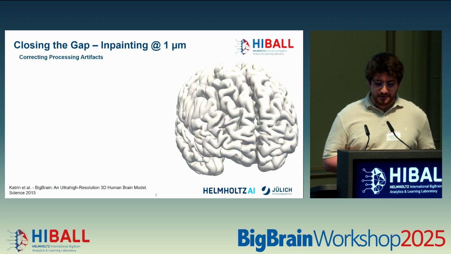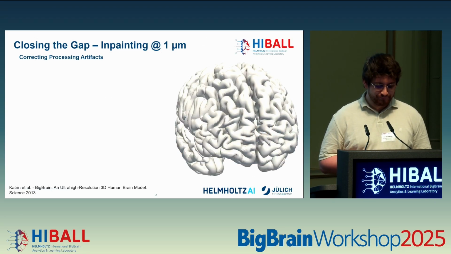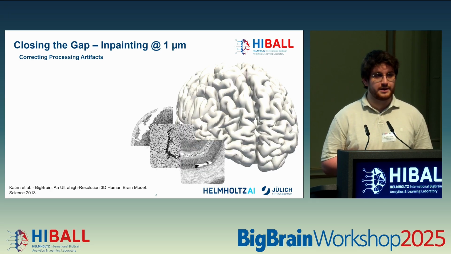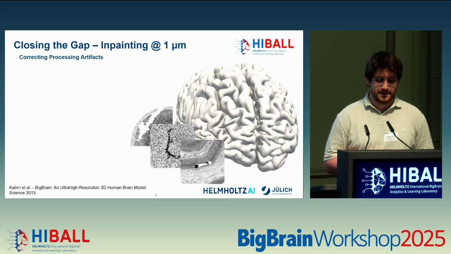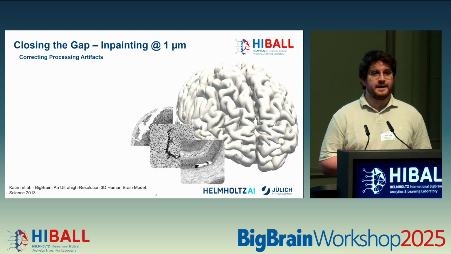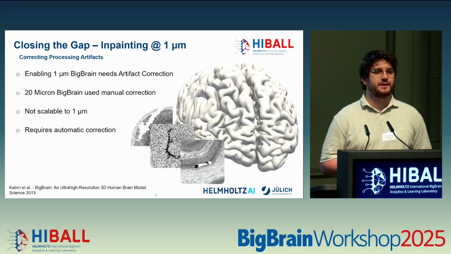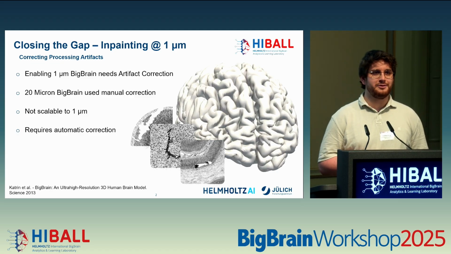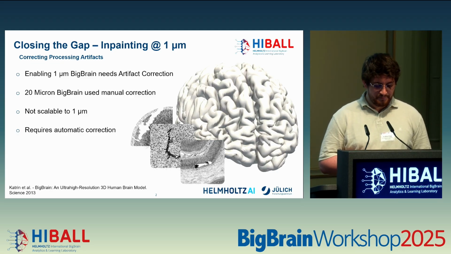So with the BigBrain that we all know, that we're all here for, we are actually working on 1 micron data. And as we've seen in the talk by Katrin this morning, there are some artifacts arising during the pre-processing of the data, so the cutting procedures or the staining. And of course, we want to get rid of them. And for that, we need to have some kind of artifact correction. For the BigBrain at the 20 micron resolution, this was done in very labor-intensive manual corrections. And this sadly doesn't scale from 1 micron, so we need to have an automatic solution for this.